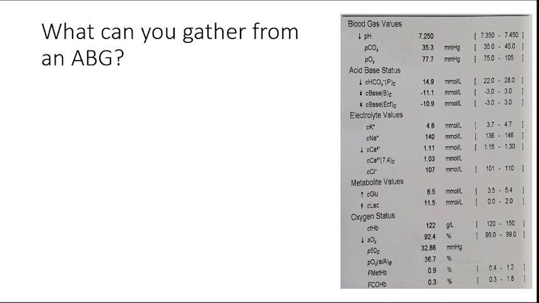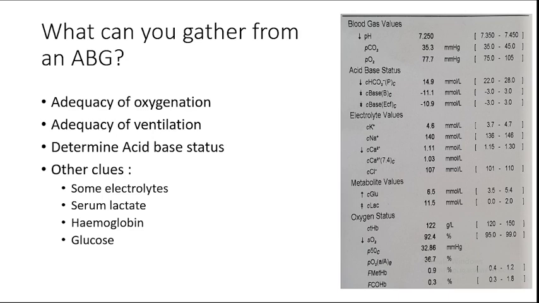Right. So what are the information you can gather from a blood gas? As I mentioned before, it tells us about the adequacy of oxygenation, how well the arterial blood is oxygenated, and also the adequacy of ventilation, how well we clear our carbon dioxide. And it tells us how to determine the acid-base status of our body, and also it gives some other clues to identify what is the abnormality that we have. So it gives the electrolytes, lactate, hemoglobin, blood sugars, these things, right?